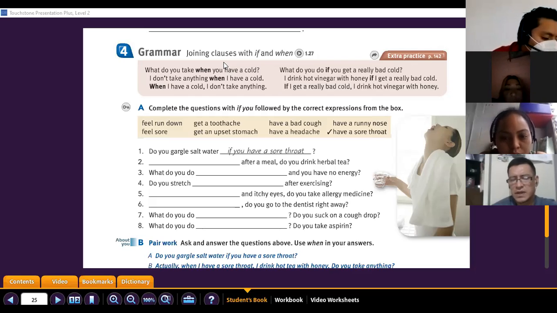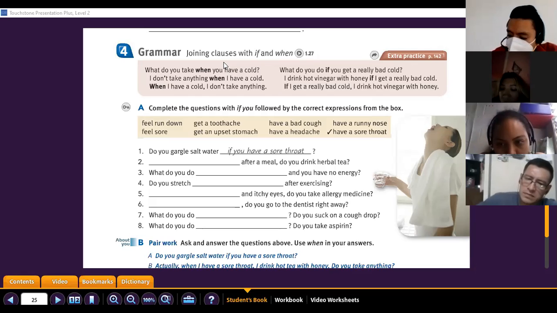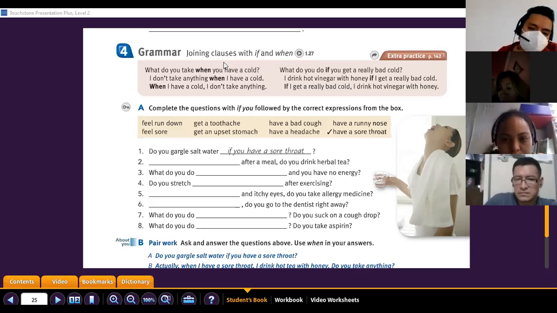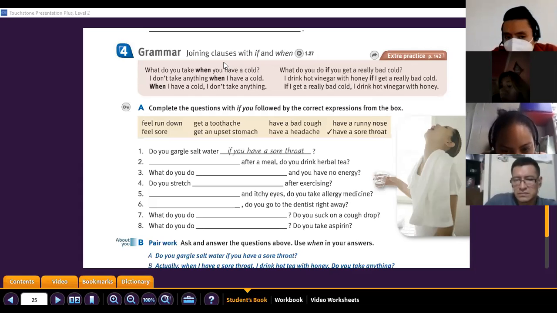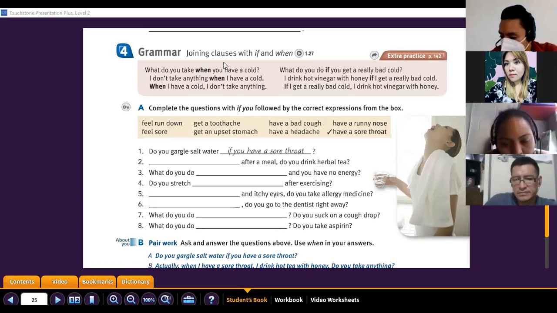Cough drop, son como dulces para la tos, como los zorritones o los holes. So those are like cough drops. And suck is succionar o en este caso chupar. Do you suck on a cough drop? And like that. Number 8, and the last one.